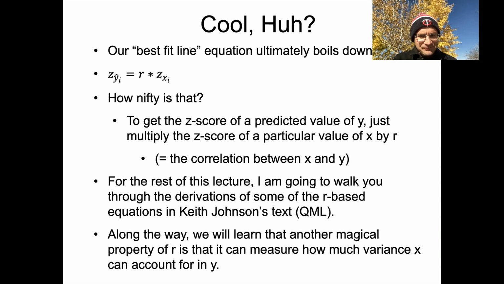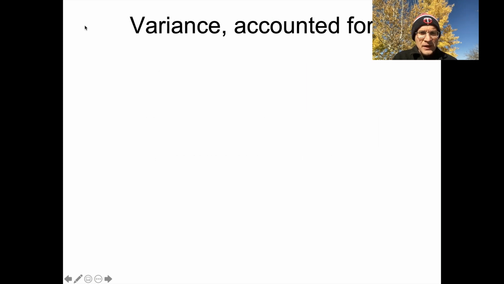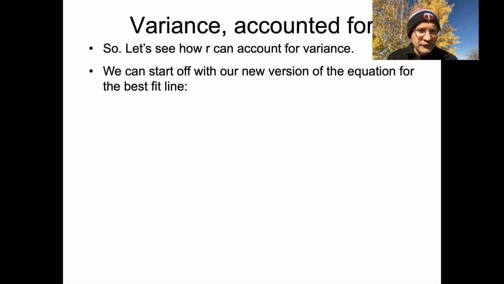And then along the way, or at least by the time we get to the end of the next lecture, we'll learn that another magical property of R is that it can measure how much variance X can account for in Y, which is also quite cool. So how do we account for variance, or how can we use R to account for variance?